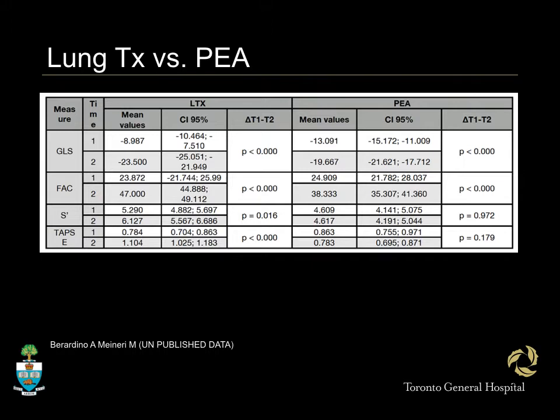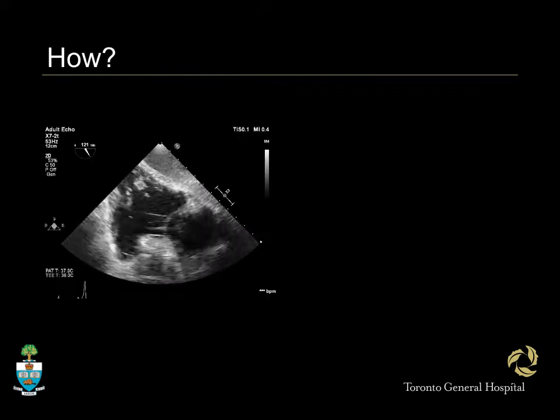And finally, we compared the change in strain before and after lung transplants to the change in strain before and after pulmonary endarterectomy. And as expected, we found that if you do a lung transplant, the degree of change of strain is much more significant than the change after pulmonary endarterectomy, which is sort of expected, since in pulmonary endarterectomy we try to scrape as much as possible, but some disease is always left behind, whereas in lung transplantation we change the whole pulmonary circulation.